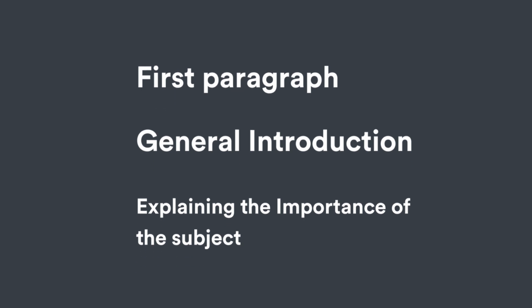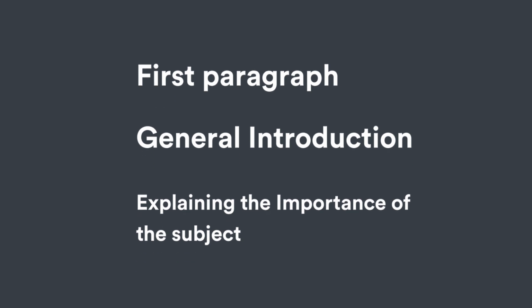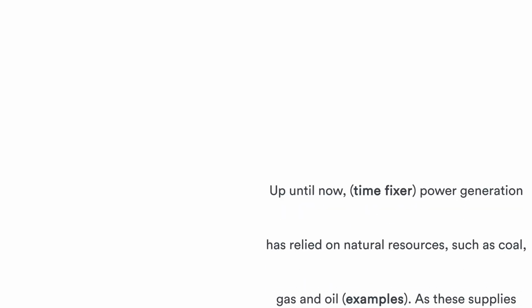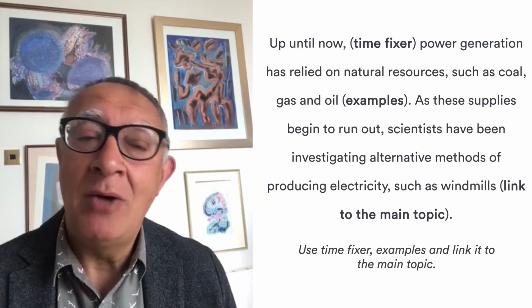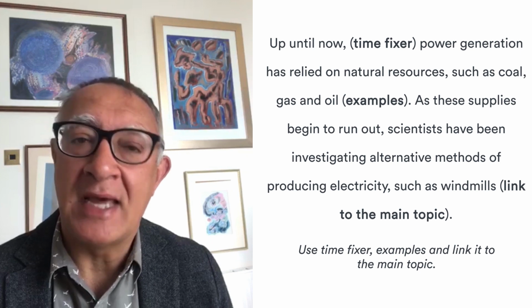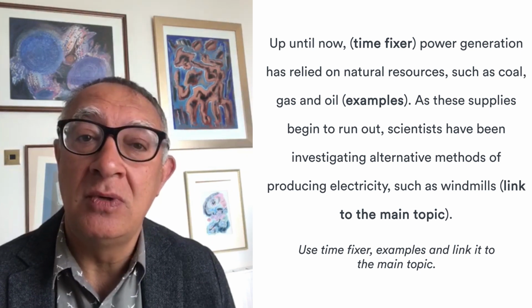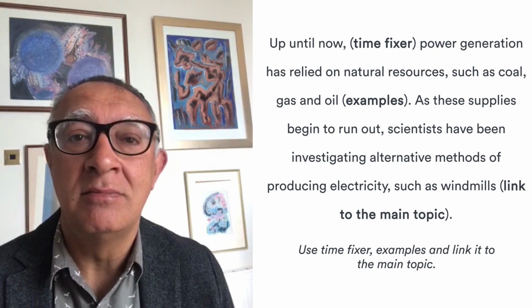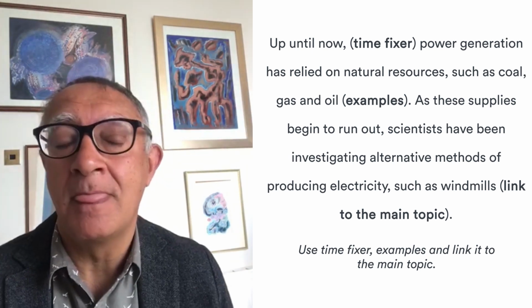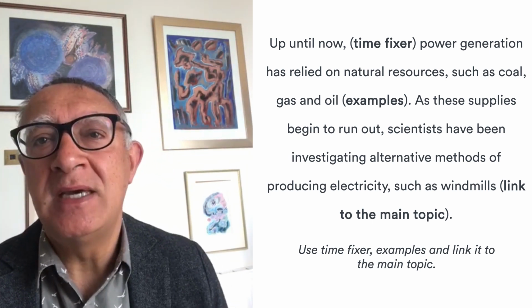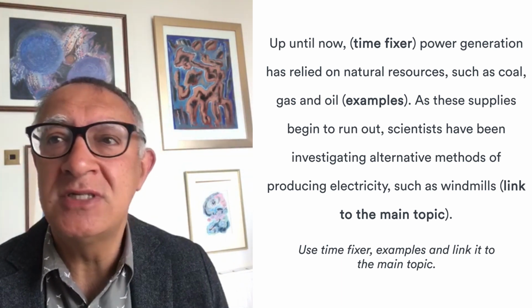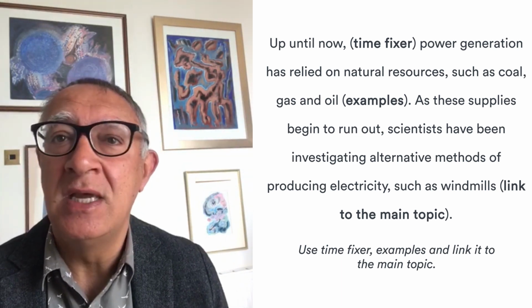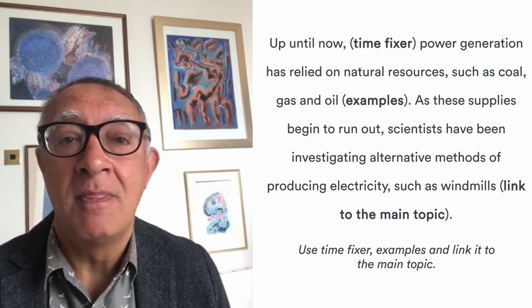First paragraph, general introduction, explaining the importance of the subject. Up until now, this is a time fixer. Power generation has relied on natural resources such as coal, gas and oil. These are examples. As these supplies begin to run out, scientists have been investigating alternative methods of producing electricity, such as windmills. This is a link to the main topic.